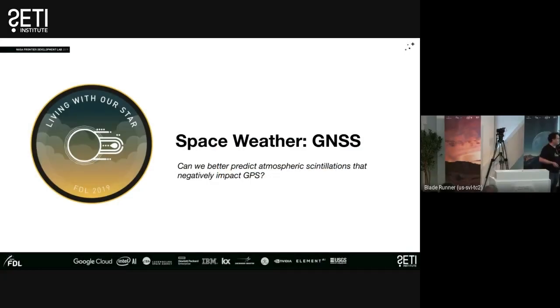A final Living with the Star team, Space Weather, GNSS, were asked the question: can we better predict atmospheric scintillations that negatively impact global positioning systems? Welcome, take it away.